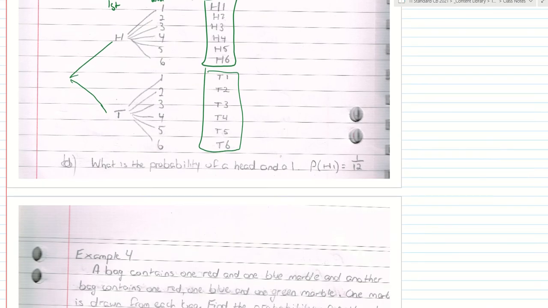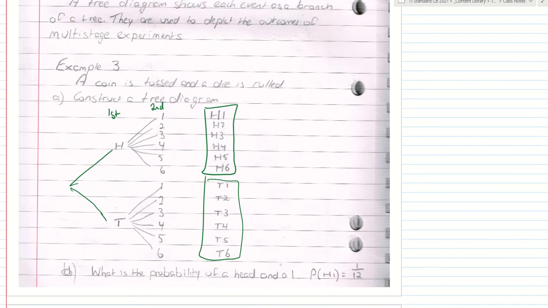What is the probability of a head and a 1? So the total number we've got here is 12. All of our outcomes are out of 12. The probability of a head and a 1, there's only one outcome there. So our probability is 1 in 12.